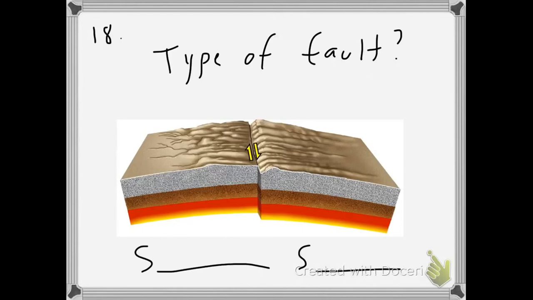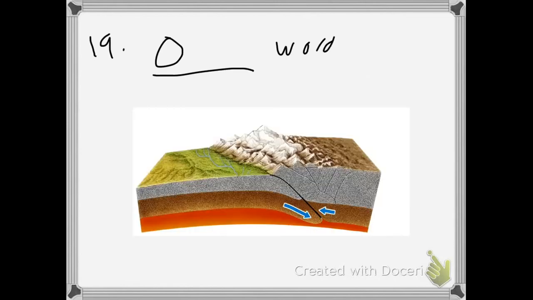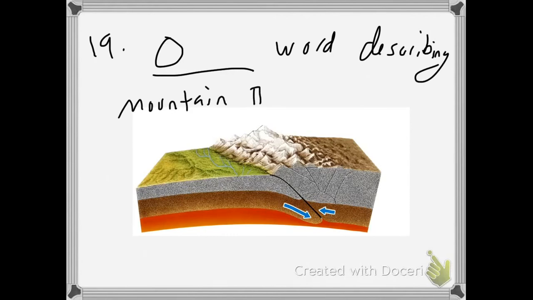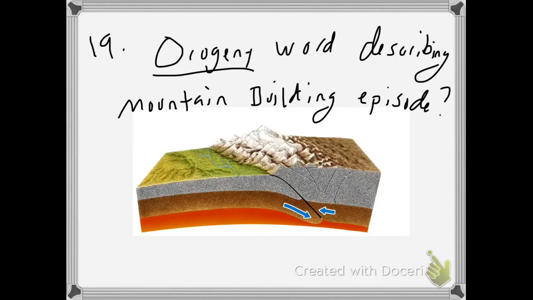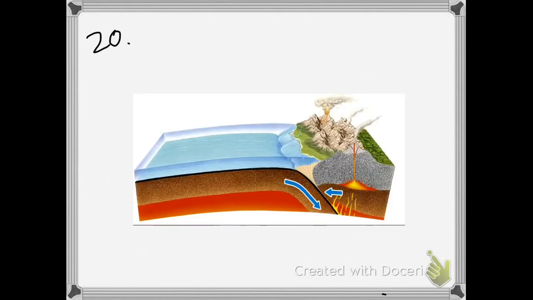This is a strike-slip fault, but it's actually a transform boundary between 2 tectonic plates. So what is the O word in number 19? The O word is used to describe a mountain building episode or event, such as when Africa slammed into North America and made the Appalachian Mountains. So the O word you're looking for is orogeny. That describes any mountain building process, such as shown in this picture. This is also an orogeny.